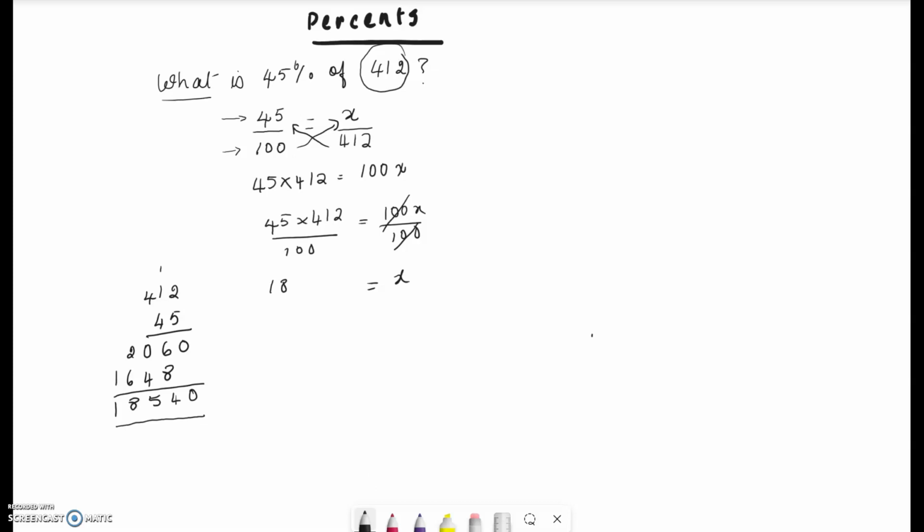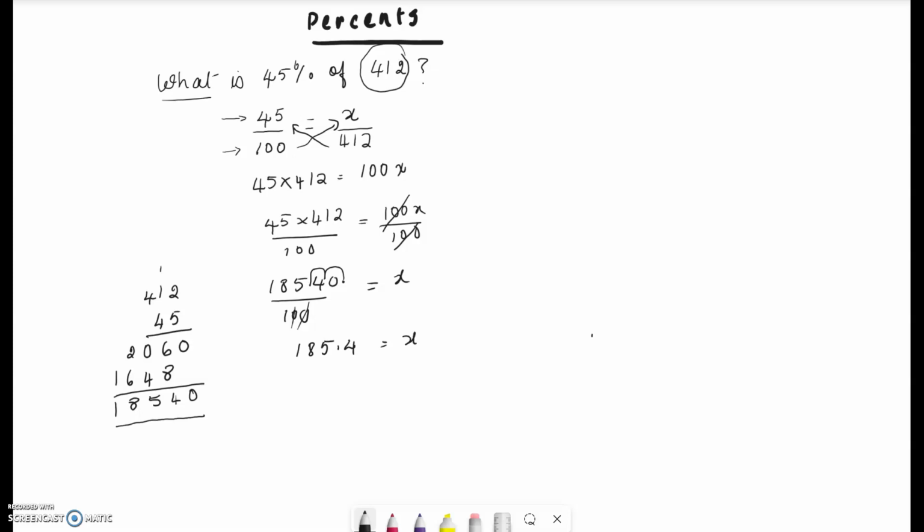18,540 divided by 100. Now dividing by 100 is easy because all we have to do is shift the decimal point 2 places to the left. For every 0 you go 1 place to the left, so 2 zeros, 2 places to the left, and you get 185.4, and that's equal to x.